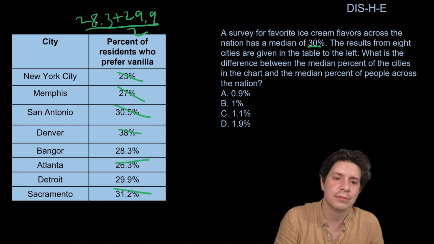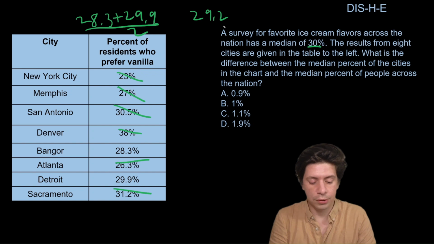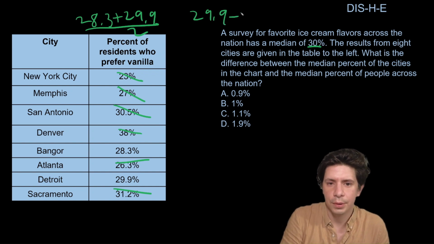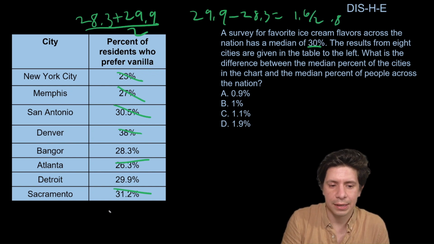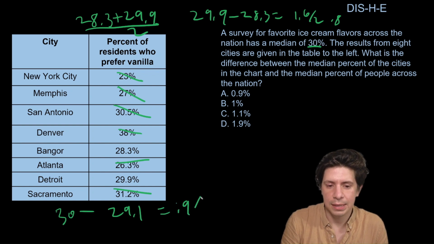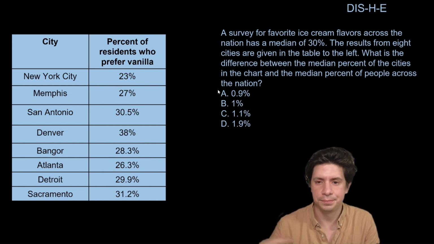One thing I like to do sometimes is just find the difference of them. That could be easier. I can do that more easily in my head. 29.9 minus 28.3 equals 1.6. I divide that by 2 and I get 0.8, and I just add that on to the 28.3 and I get 29.1. That's the middle. And when we do 30 minus that, that's going to give us 0.9% as the difference. And that is A. And again, of course, you have your friendly Desmos to work with.